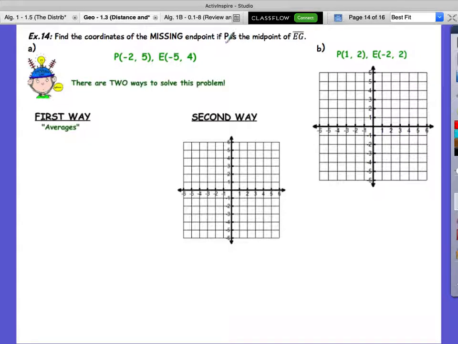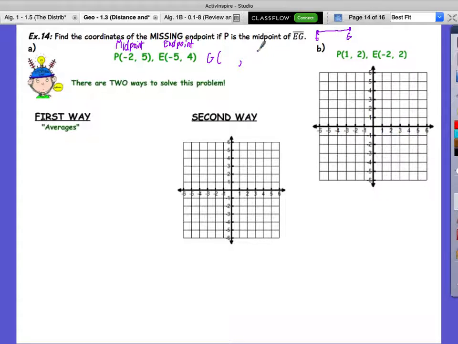So we're told P is the midpoint. I'm going to go ahead and label that: P is the midpoint of segment EG. Hey, if it's called segment EG, what do you know about E and G? They are the endpoints, right? So E is one of our endpoints. And we're looking for our missing endpoint, which is what? Point G.